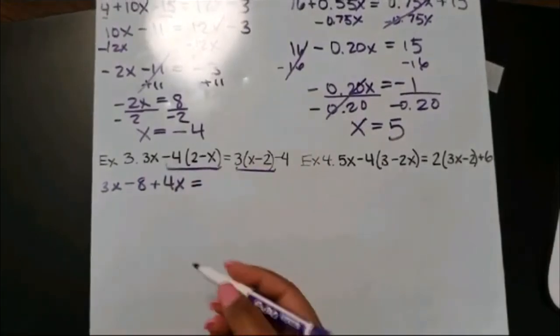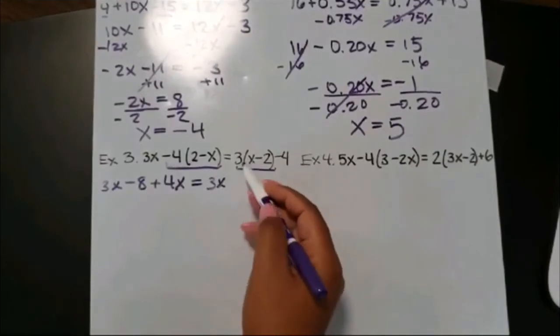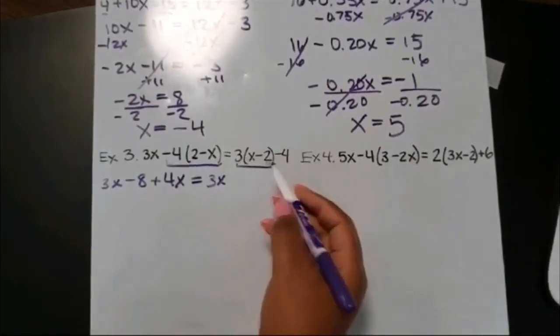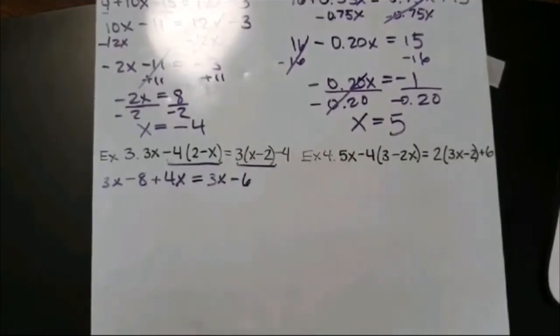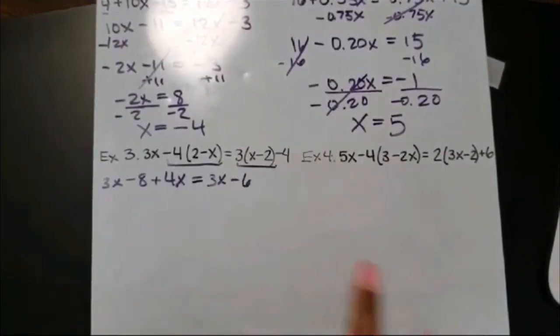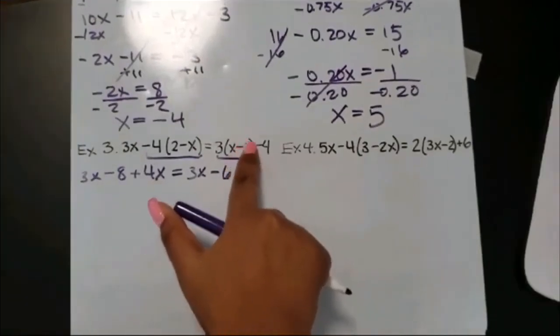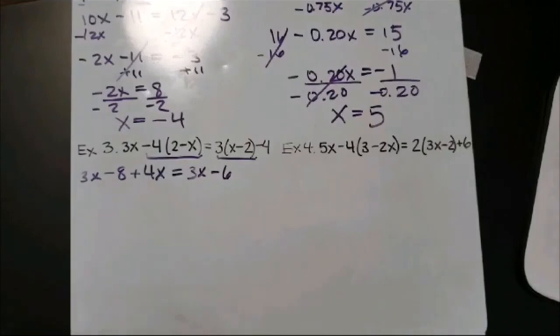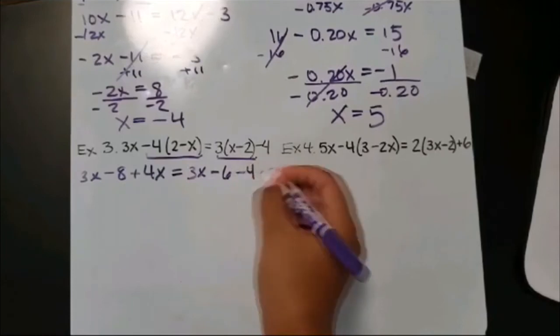Now we have our equal sign. We have 3 times x, which is 3x. We have 3 times negative 2, which is negative 6. Remember that whatever sign is with this number, that is the sign for the number. So although, yes, it's minus 2, it's also negative 2. Then we bring down our minus 4.